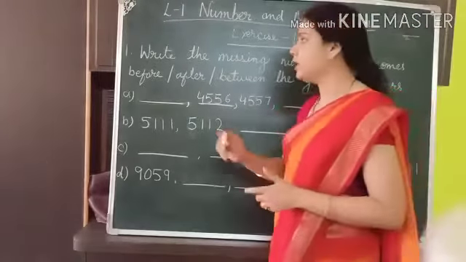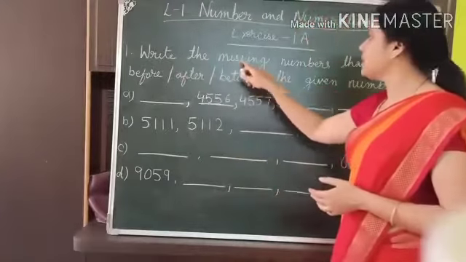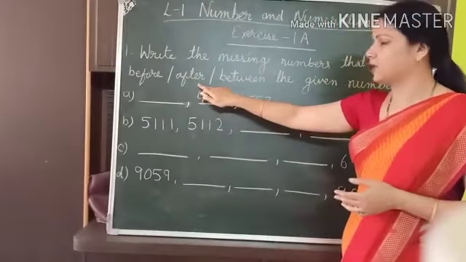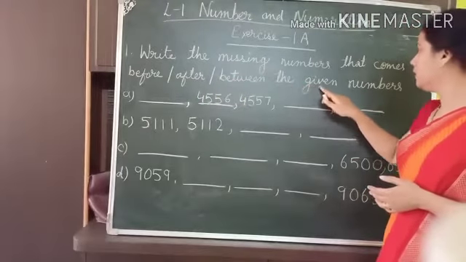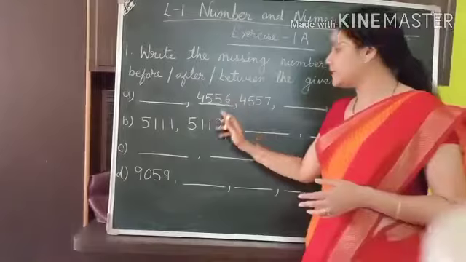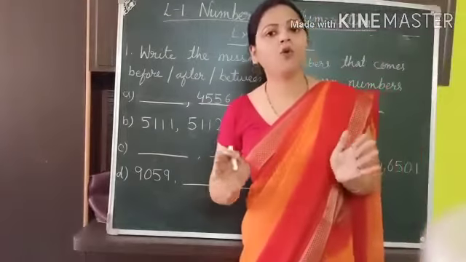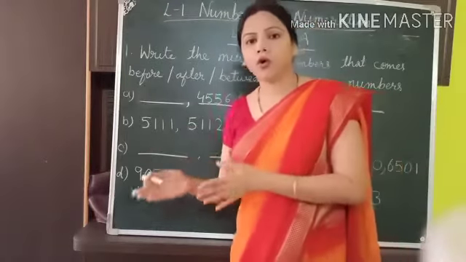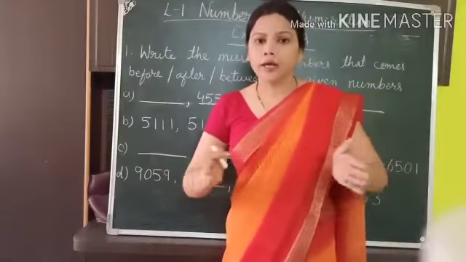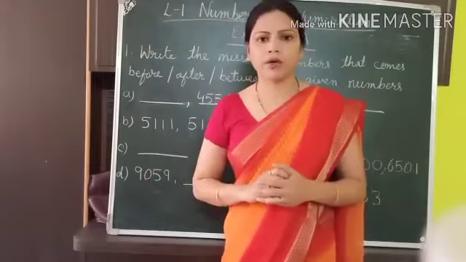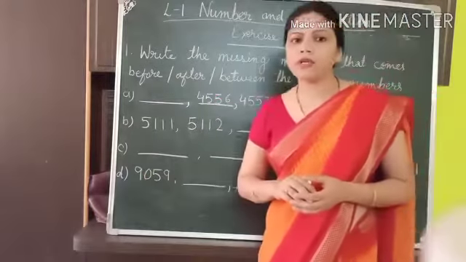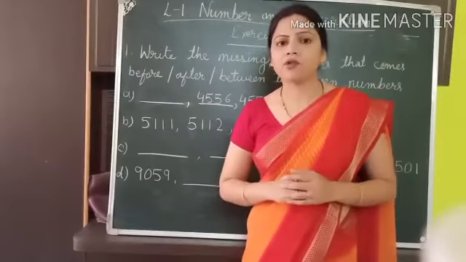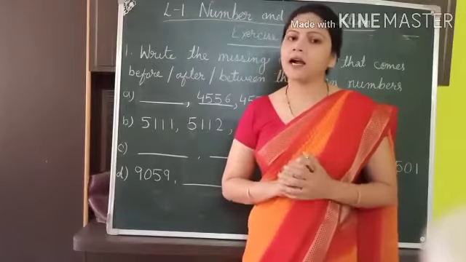In this, what you have to do, I have written the question. Write the missing numbers that comes before, after or between the given numbers. Okay, as you can see, I have written few numbers and you have to identify that which number will come before, after or between that numbers. Okay, so first one I'm going to do it for you and the rest ones you have to do it yourself. Just take out your copy and start writing.